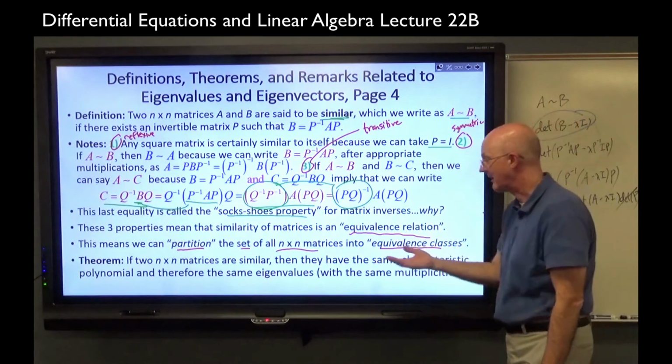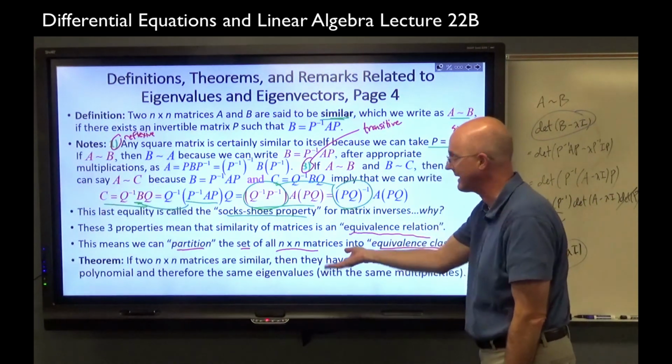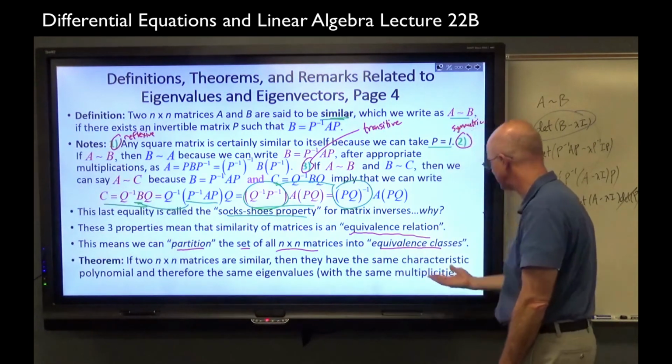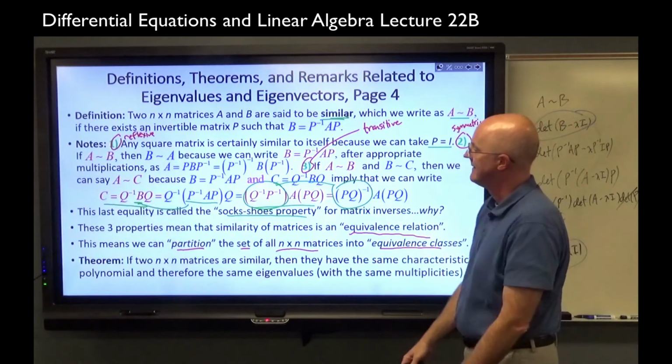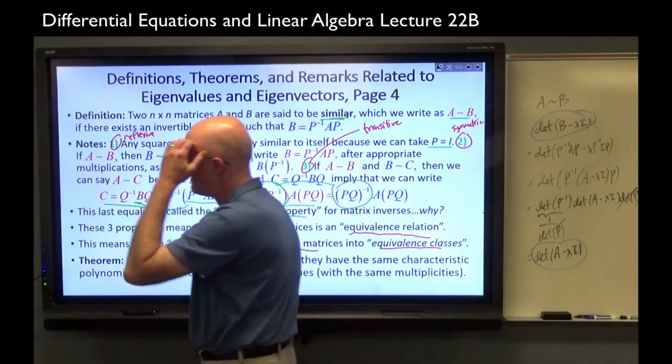Okay? And since the characteristic polynomials are the same, that means they have the same roots, the same eigenvalues, with the same multiplicities. Wow, that's a lot of information to take in.